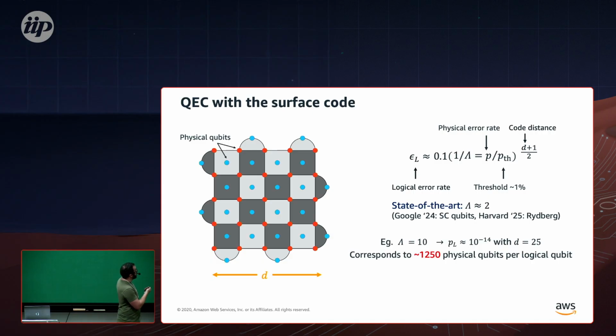How many qubits do you need for one memory, for one logical qubit? Well, it's what I told you, right? You have 25 by 25, 25 squared data qubits, and 25 squared ancillas. So 2 times 25 squared, this is 1,250 physical qubits per logical qubit, right? Which is a lot.